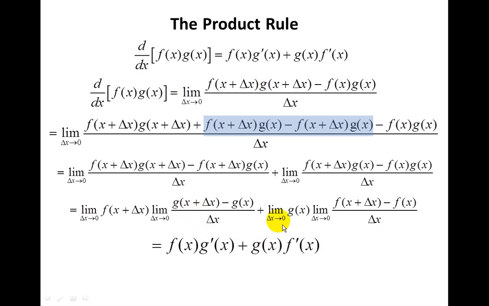Over here, the limit as delta x goes to 0 for g of x. Well, g of x doesn't care what delta x does. It doesn't have a delta x in it. So it's just g of x. I'll put it here. Then the limit as delta x goes to 0 for this part is by definition the derivative of f of x. So I'll put it here. This is what I wanted to show.